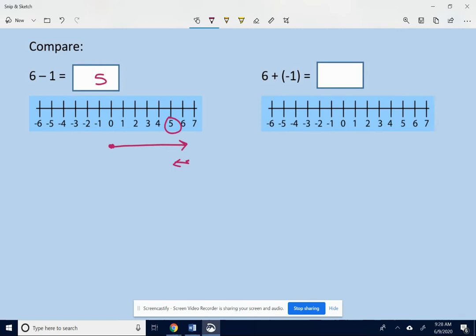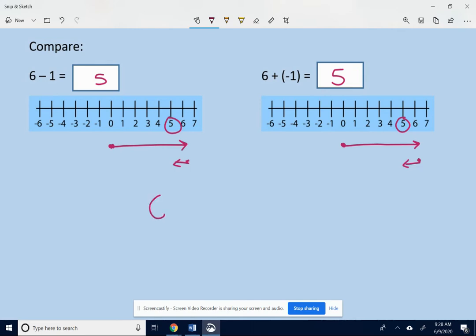This is related to the problem 6 plus negative 1. Let's look at that on the number line. We're going to start at 0. We're going to go 6 spaces to the right for 6. And then if we're going to add negative 1, from there, we're going to go 1 to the left. Notice it's exactly the same answer. We're doing exactly the same thing on the number line. So these are related to each other.